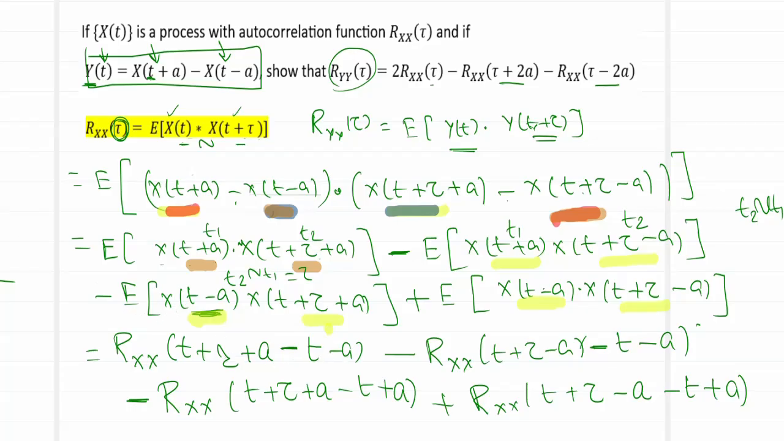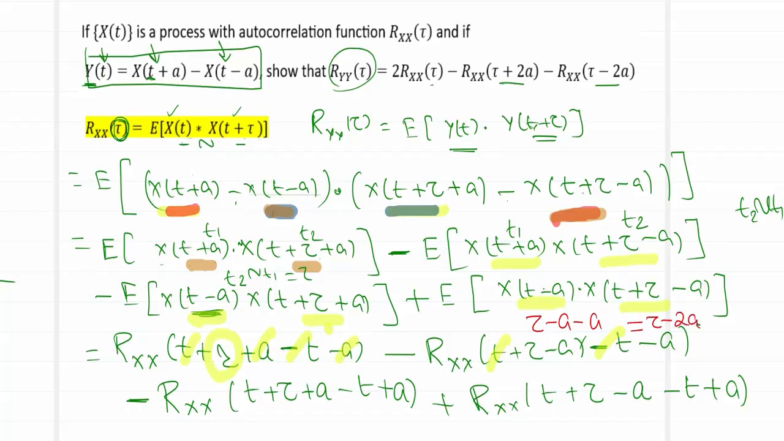What will happen over here? You can notice that plus t minus t cancels off, plus a minus a cancels off. So just your tau alone is going to be left out over here. What happens in the next term? Plus t minus t cancels off, tau minus a minus a. So what will happen to this quantity? You will have tau minus a minus a, which I can write as tau minus 2a.